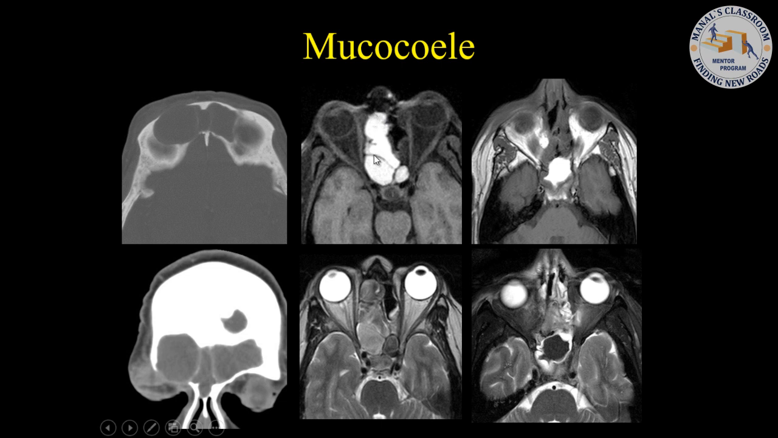So this is another example of a mucocele, a non-contrast T1 weighted image with fat suppression. We can see the high signal in the ethmoid sinuses. Why is it high signal? Because it contains protein. So that gives us our T1 shortening. And look at the T2 signal here. The T2 signal is sort of intermediate.